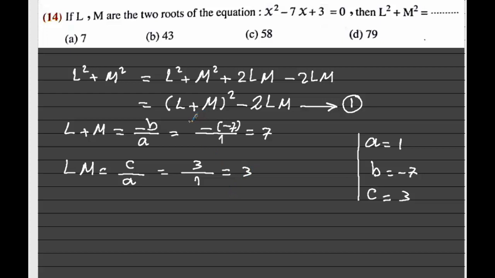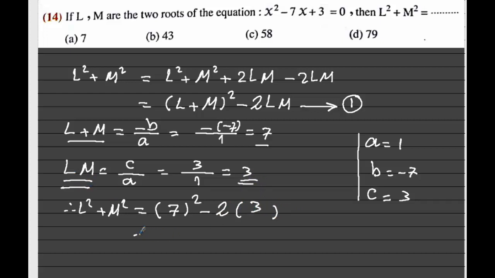Okay, so L squared plus M squared equals (L plus M) all squared. We have L plus M equals 7, so we write 7 power 2 minus 2 multiply LM. What is the value of LM? It is equal to 3, so I write 3. So 7 squared is 49 minus 6, which equals 43. And we will choose letter B because it is the solution.